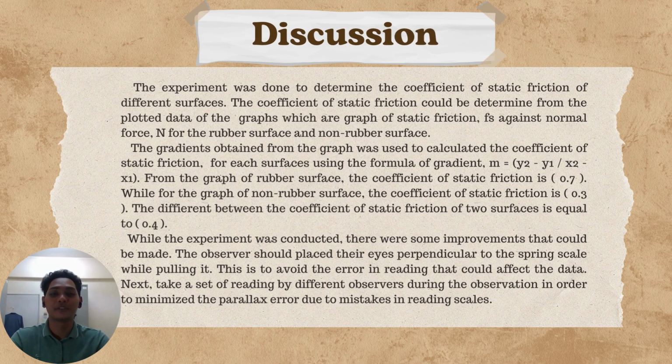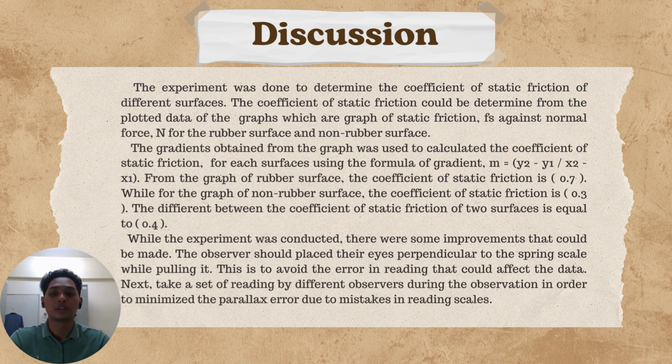Discussion for experiment 5: the experiment was done to determine the coefficient of static friction of different surfaces. The coefficient of static friction could be determined from the plotted graphs of static friction, Fs, against normal force, for the rubber surface and the non-rubber surface. The gradient obtained from the graph was used to calculate the coefficient of static friction for each surface using the formula gradient m equals (y2 minus y1) over (x2 minus x1).